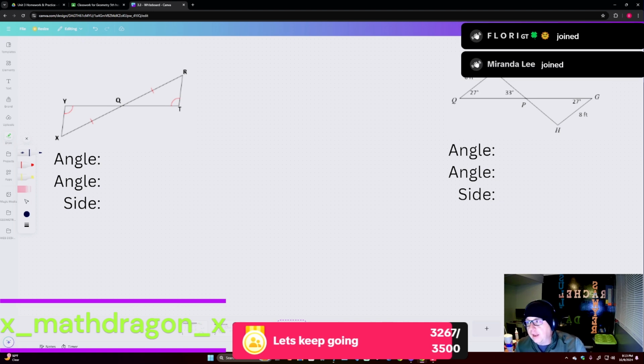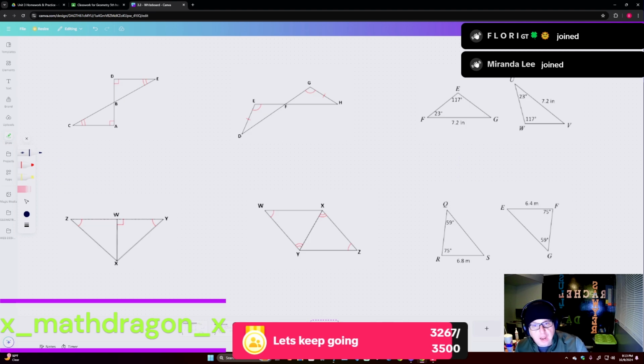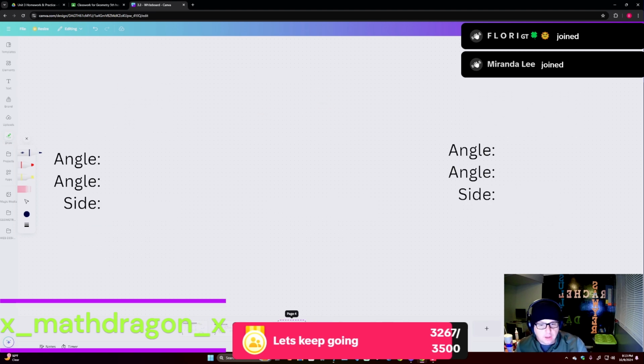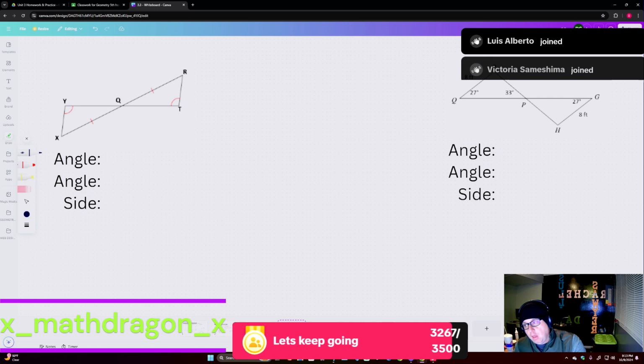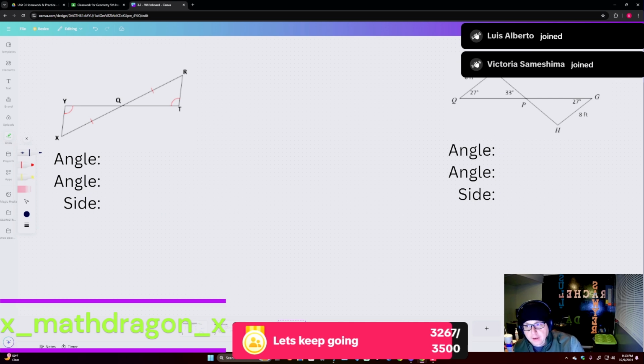Okay, so now this is where I was going to tell my students to give this a try. So you go ahead and try this. And then I was going to have a group activity. But I'm not going to do that with, obviously, my stream. But you can practice this one as well for angle, angle, side. But go ahead and try this one. So let's take a look. What do we have?